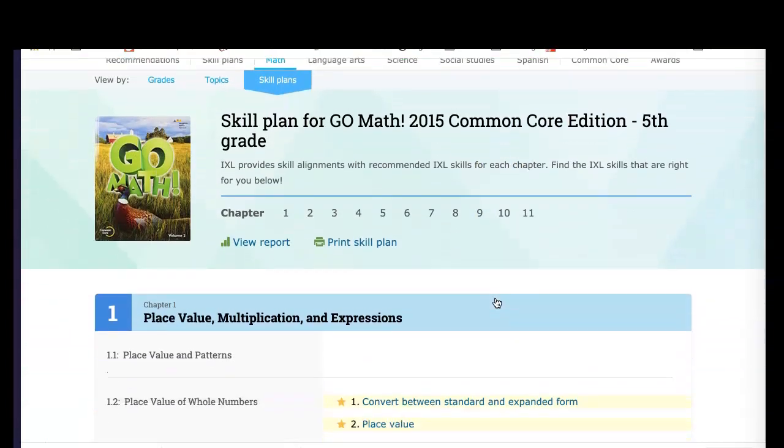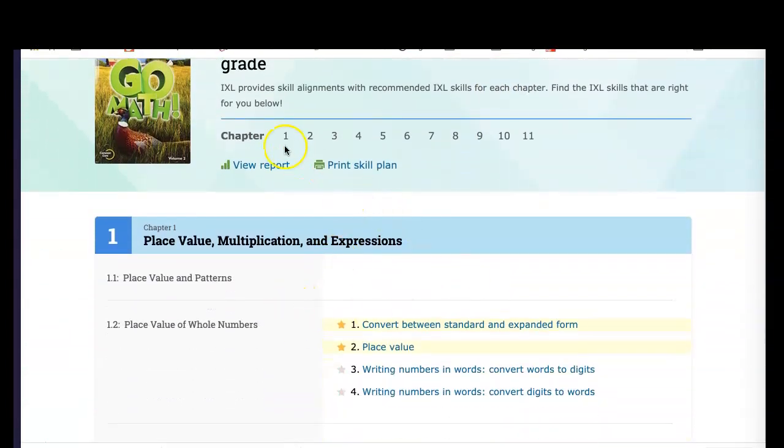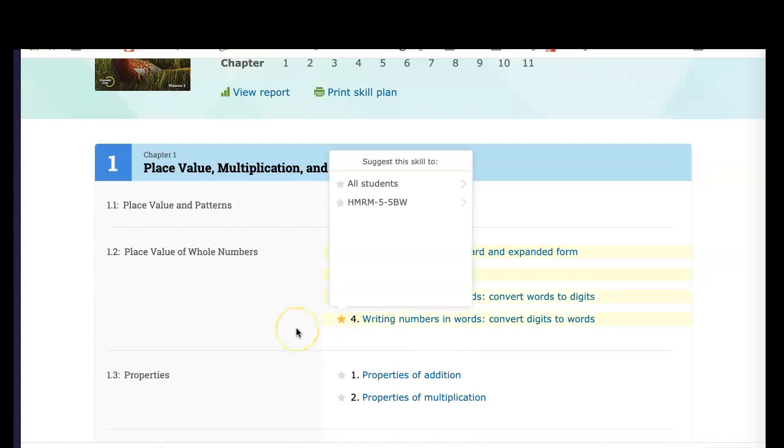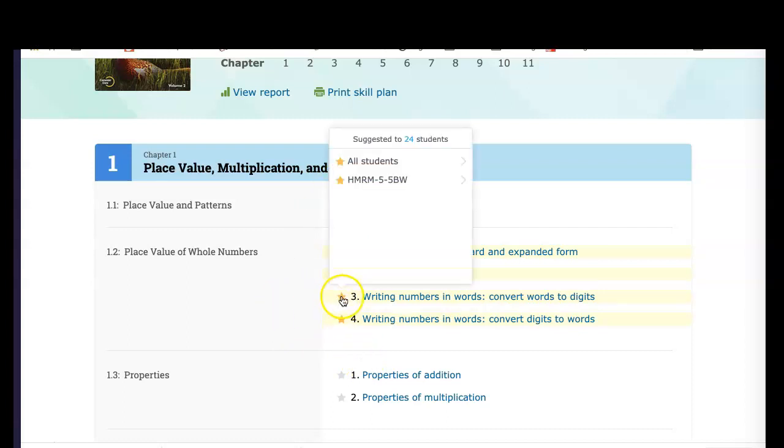When I'm there, I can then take a look at the different chapters that we had. Now here you see I have two things that are highlighted with stars. Clicking those stars, so I'm going to click two more here, I can then recommend these for my students. And I want to show you what that looks like for my students then.